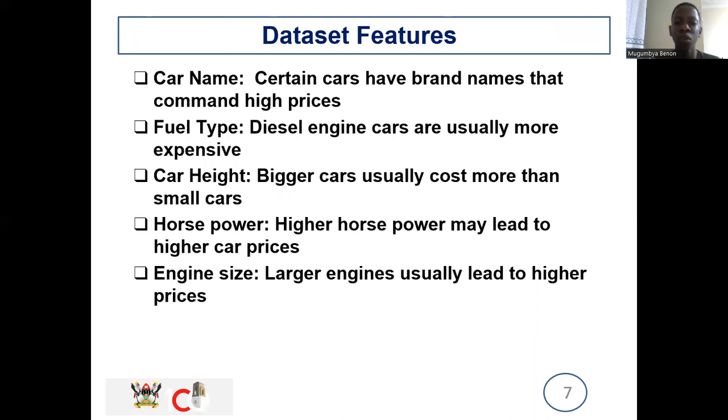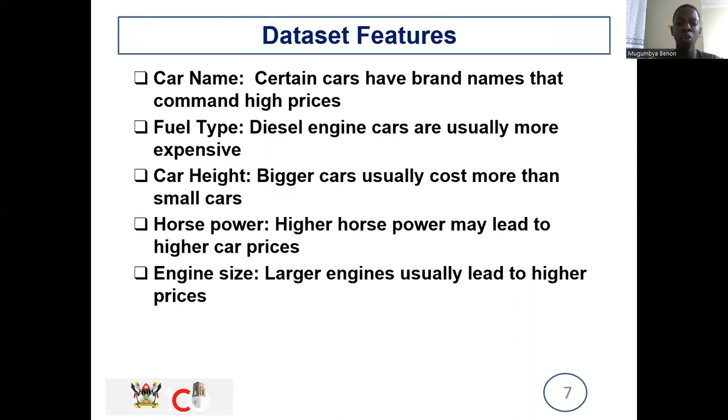Then we have the fuel type. Research has shown that diesel engine cars are usually more expensive than petrol cars, and this is a good factor for our AI model to consider in its learning process. Then the car height. The car height helps us determine the size of the car. Of course, a car with a large height may mean that the car is actually big, and bigger cars tend to command higher prices than smaller cars.